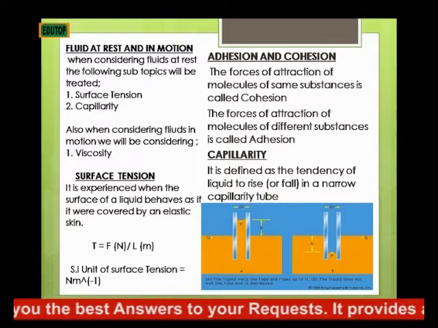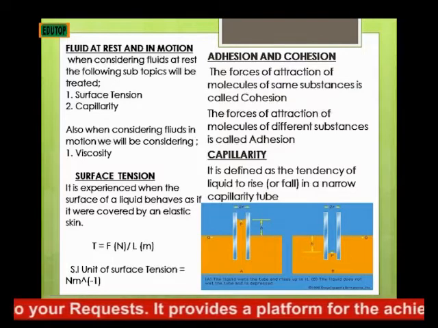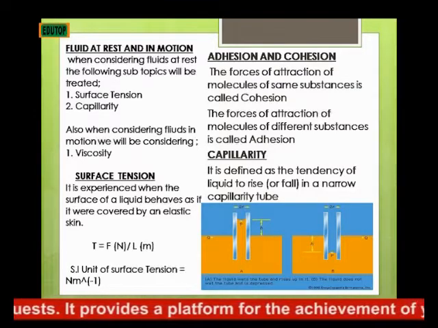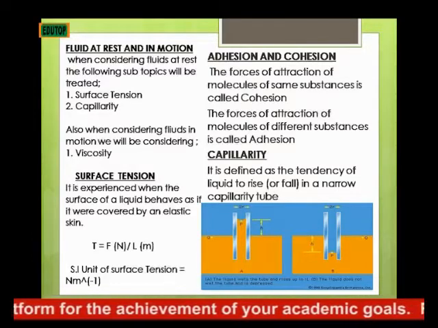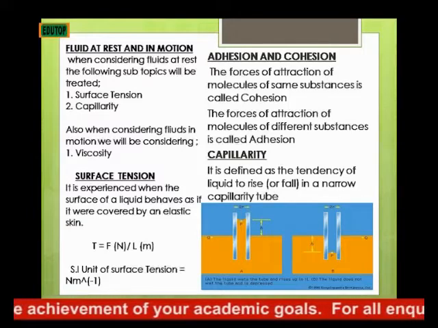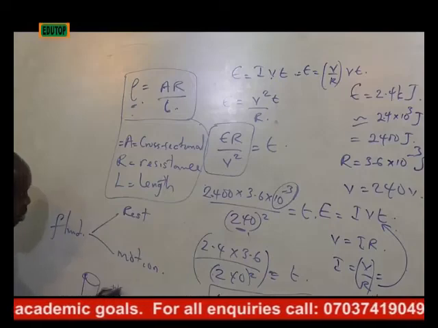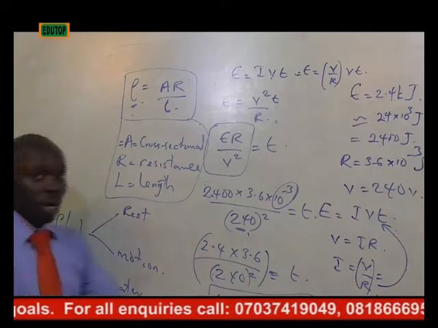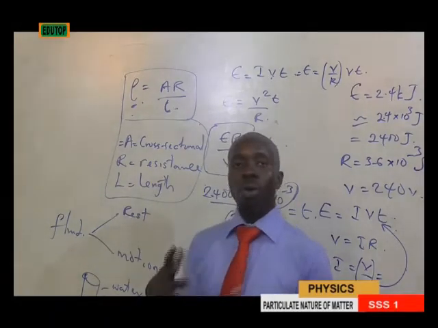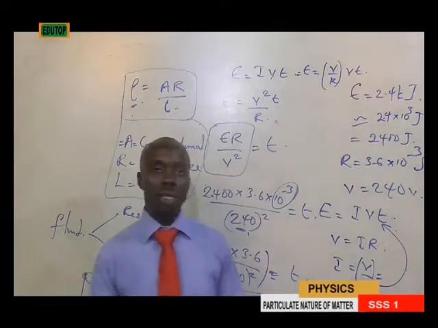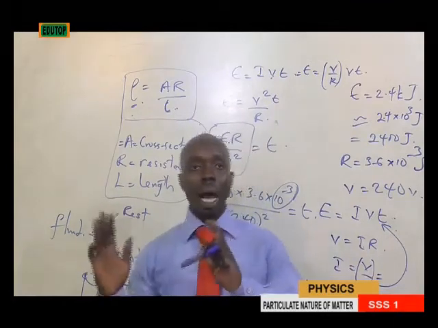Now, when considering fluid at rest, the following subtopics are going to be treated. Number 1, we have what we call surface tension. So we are looking at fluid at rest and in motion. If you take your bucket of water, there is water in it. It's not moving. You didn't pour it down. So definitely, the fluid is at rest. But if you go to your stream and you see flows of water, there is what we call water flow. Those particular fluid types are also moving.